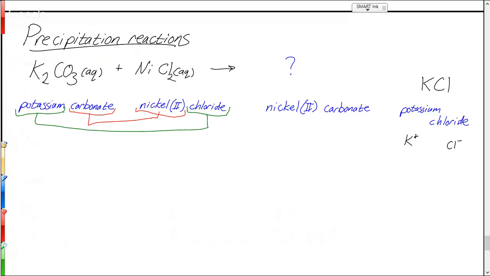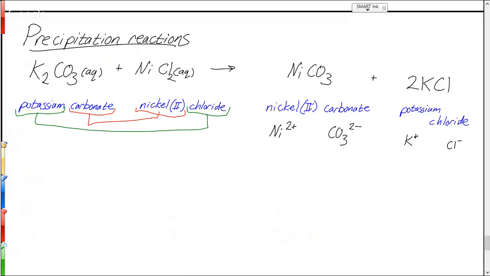Okay. And then what about nickel carbonate? So nickel 2 we know is nickel 2 plus, because we're told it's 2. What's carbonate? CO3 minus 2. So what's the formula of nickel carbonate? Yep, just NiCO3. All right, so that's our full equation. Now we're almost done. We've got to balance it. So that means we just need a 2 over here. And then we need to put in the phases.